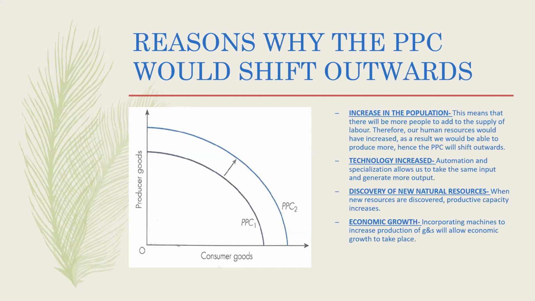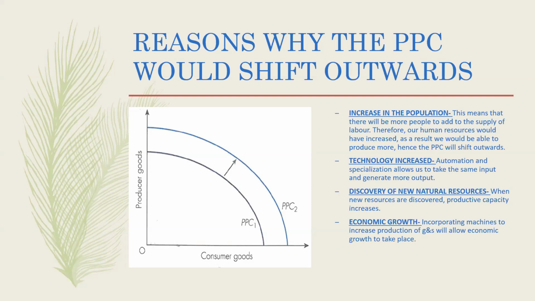Depletion of resources. So you were not able to discover new resources. Let's say you discovered it, but you didn't make full use of it. It got depleted over time. It's no longer useful. So in other words, you just wasted that resource. All right. So depletion of resources will also cause the PPC to decrease. And when I say decrease, it will shift inwards.